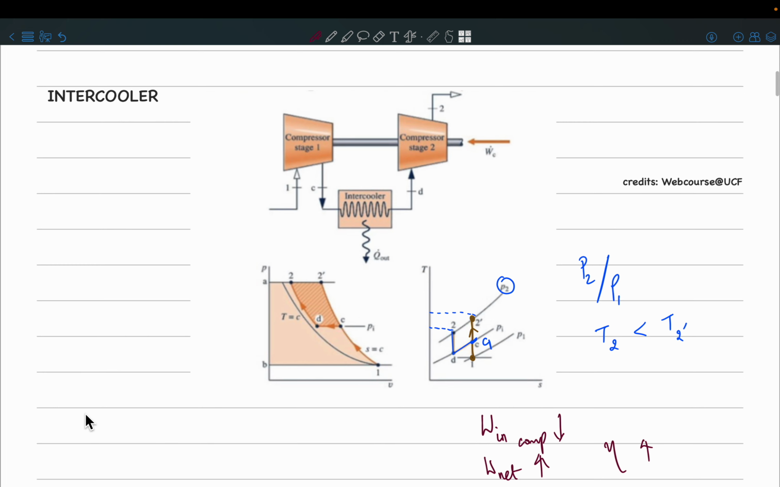How do you calculate the work? Here in this case, compressor stage 1 work will be this temperature, whatever you have reached here. Let us say that is state C. So it will be Tc minus T1 into Cp, plus in stage 2 it will be Cp into T2 minus Td. So if this total work is lesser than the normal situation, which is T2 prime minus T1.